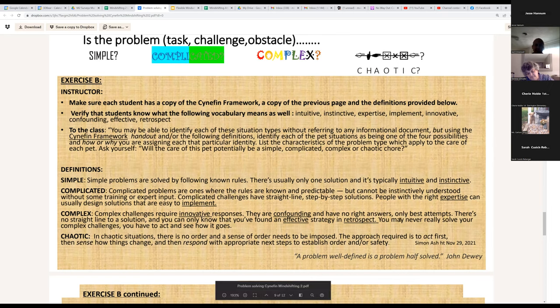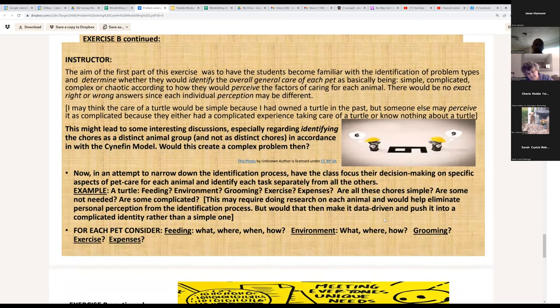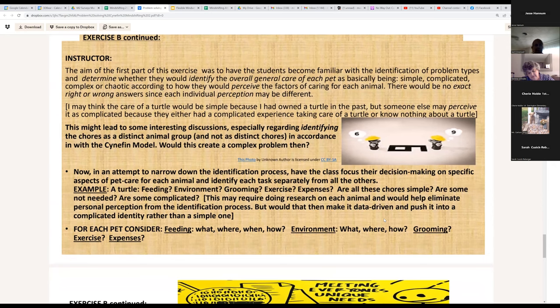So next page. And this is the continuation of the same exercise. The aim of the first part of this exercise was to have the students become familiar with the identification of problem types and determine whether they would identify the overall general care of each pet as being one of the four, according to how they would perceive the factors of caring for each animal, because I'm assuming they don't have any prior knowledge. There would be no exact right or wrong answers, since each individual perception may be different. But it would be a good point for discussion. Why do you think this is chaotic and not complex? It would be more looking into the differences between those four different types of problems.